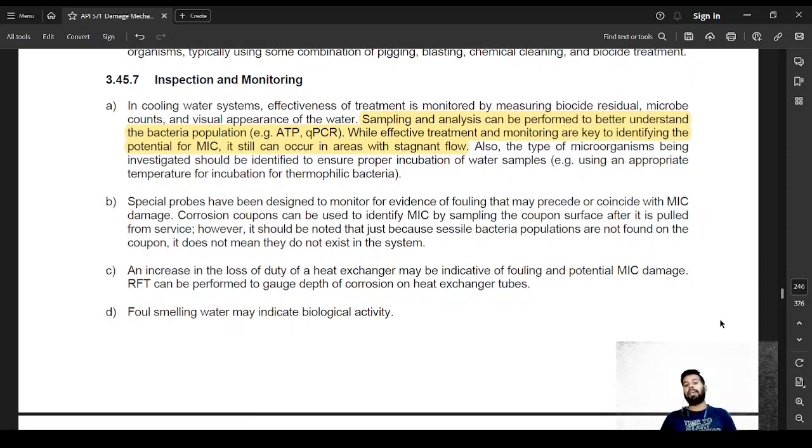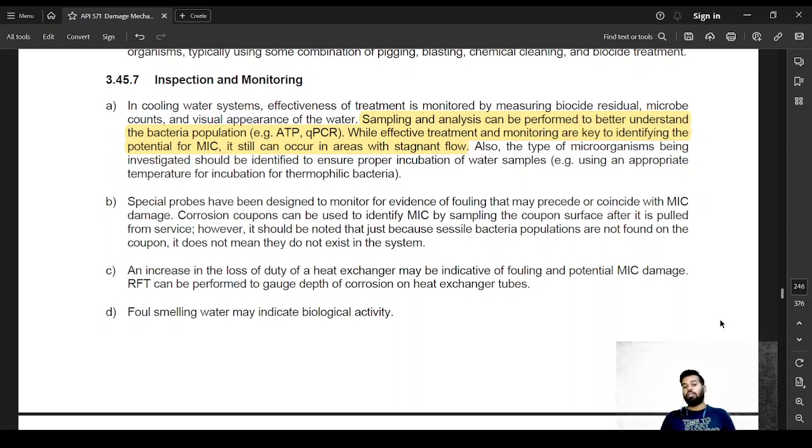In cooling water systems, the effectiveness of the treatment is monitored by measuring biocide residual, microbe counts, and visual appearance of water. Sampling and analysis can be performed to better understand the bacteria population. While effective treatment and monitoring are key to identify the potential for MIC, it still can occur in the areas with a stagnant flow. Special probes have been designed to monitor for evidence of fouling that may precede or coincide with MIC damage. Corrosion coupons can be used to identify MIC by sampling the coupon surface after it is pulled from the system. However, just because the sessile bacteria population are not found on the coupon does not mean they don't exist in the system.